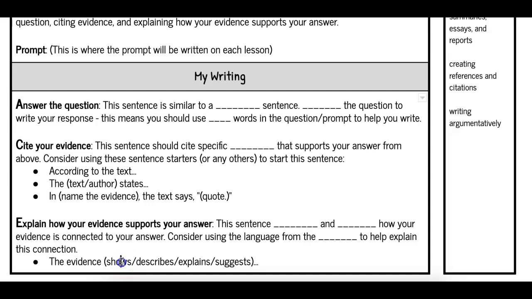You might consider using this sentence frame, but you can use any sentence frame. The evidence, and then choose a verb, shows, describes, explains, suggests, and go into some detail. You might need to write more than one sentence, and that's okay. You can write at least one sentence, but if you feel that your information or your analysis is sort of lacking, you'll want to go deeper.